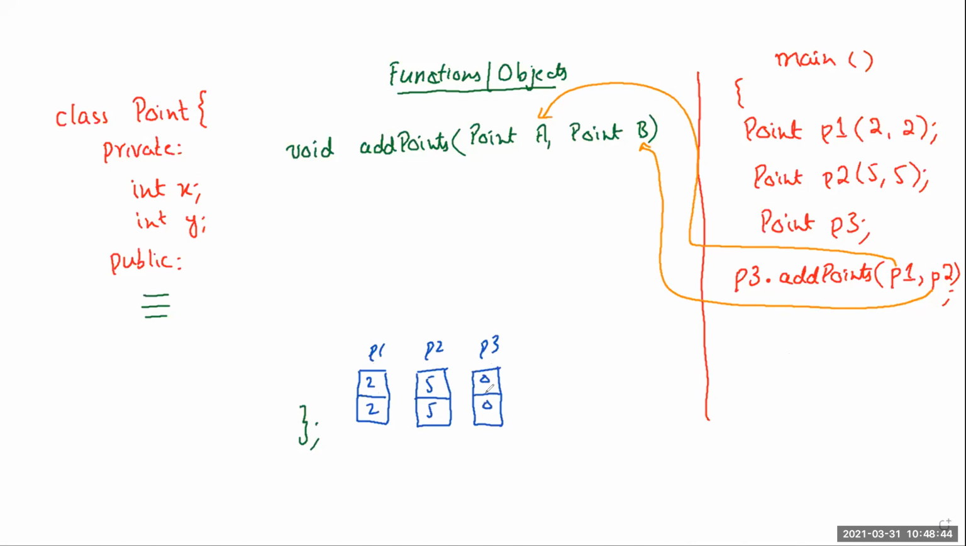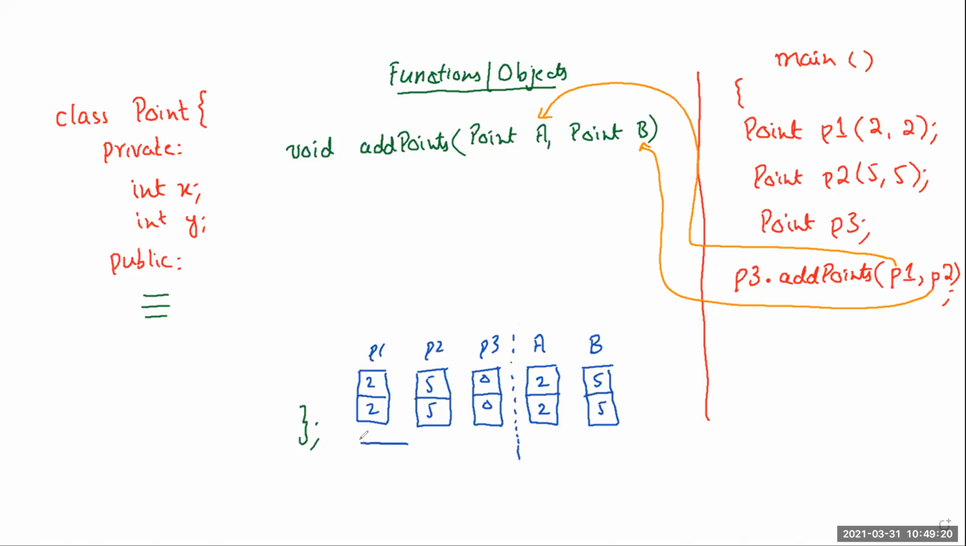Now when you call this function, you must remember whenever we call a function, two new variables are created, a and b. The value of p1 is copied in a and the value of p2 is copied in b, just like it happens when calling a function with some basic data type. So a copy of p1 is in a, so it means a is 2 2, and a copy of p2 is in b, which is 5 5. Right, so I'll just make a distinction between these.